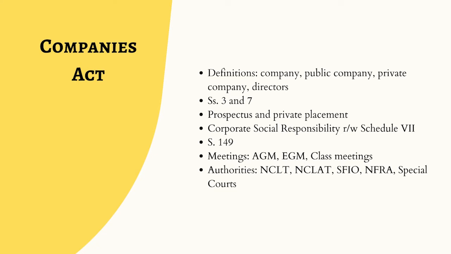For the CSR activities, just go through the list given under Schedule 7. Next is Section 149. Under Section 149, you will get to know about the types of directors which could be appointed under the companies, right? Next is the meetings. Especially focus on the annual general meeting, EGM, which is extraordinary general meeting, and the class meeting.